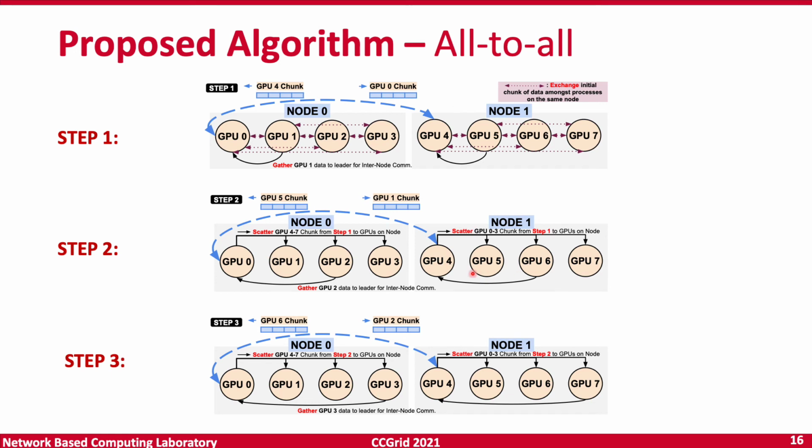And this internode communication would be a pairwise approach. So node 0 and node 1 are communicating now, and after that it would be node 0 and node 2, while node 1 and node 3 are implementing the same setup. And when GPU 0 receives the data from GPU 4, it scatters that amongst the GPUs within the node. And same approach in step 3.